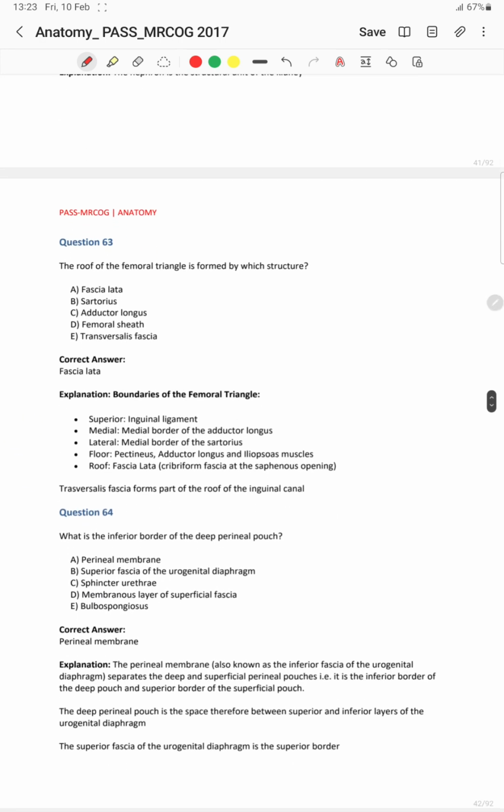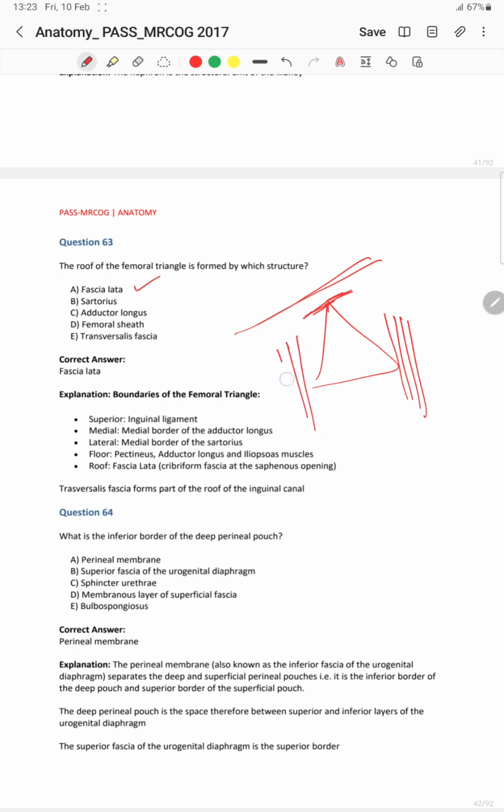The roof of the femoral triangle is formed by which structure? It is the fascia lata. We have discussed it in our previous MCQs. If this is a visual view of the femoral triangle, then what is the roof? Superiorly there will be the inguinal ligament. The roof will be formed by the fascia lata. On the medial side, there will be the medial border of the adductor longus. On the lateral side, there is the medial border of the sartorius, and the floor is made up of the PIA, which is the pectineus, the iliopsoas muscles, and the adductor longus.